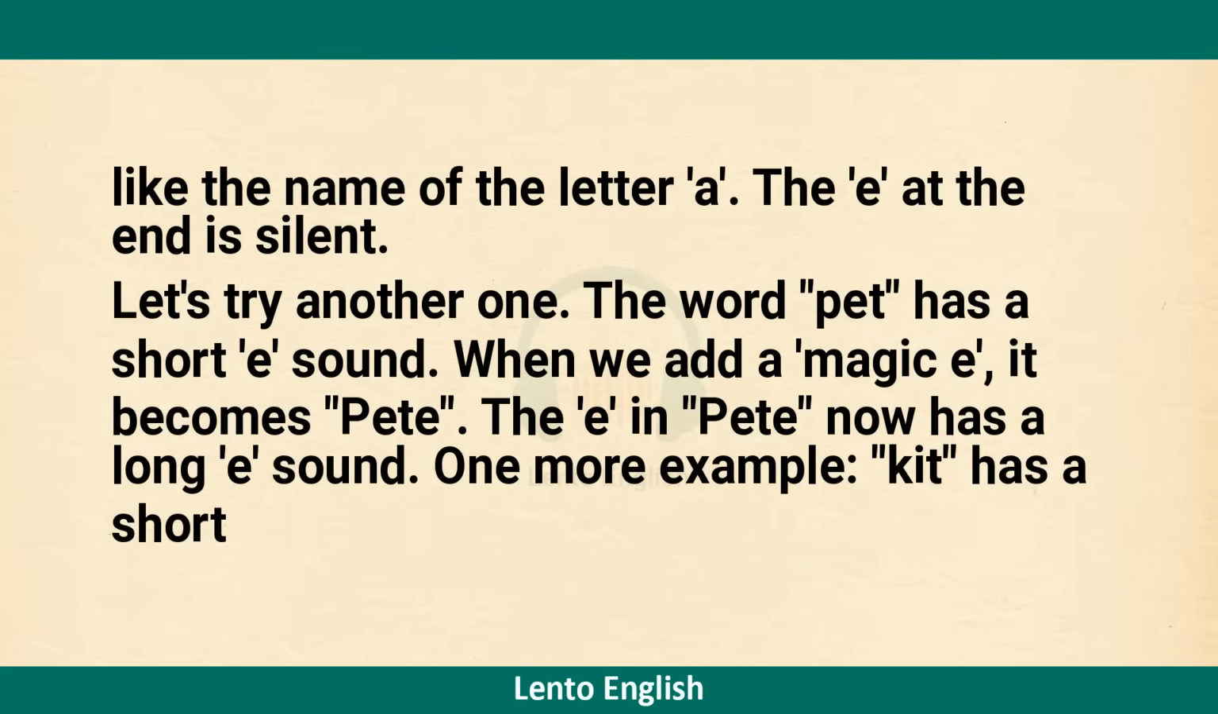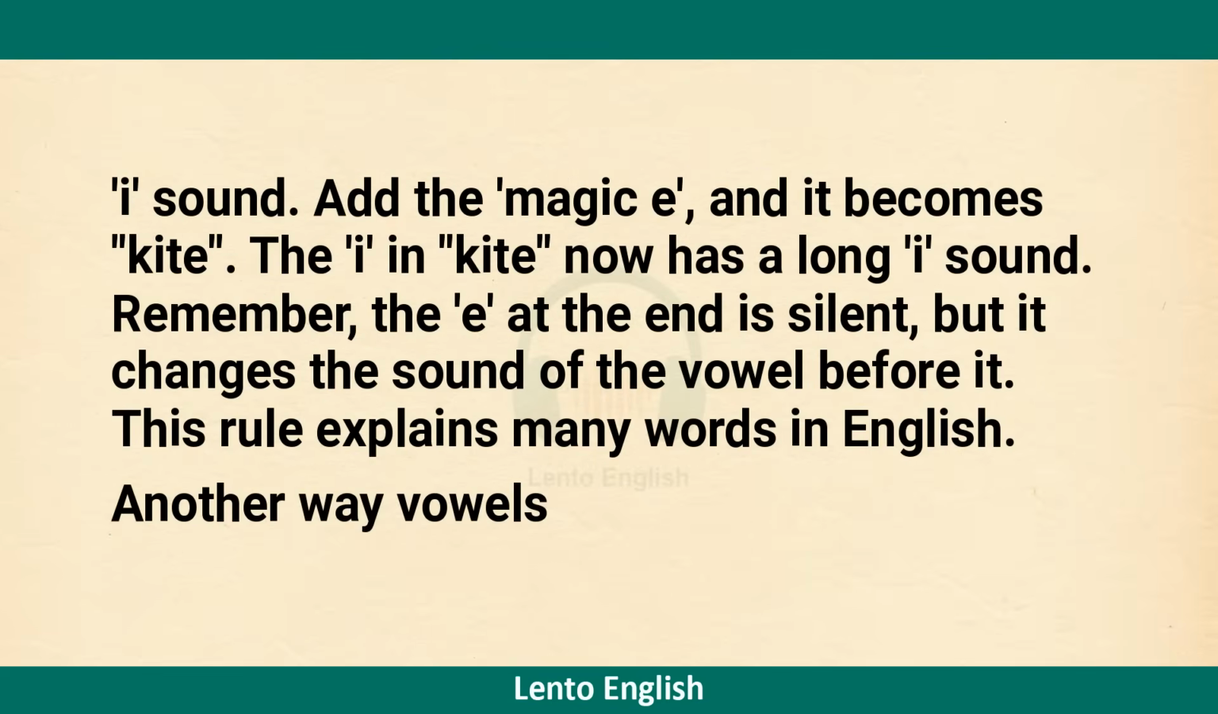One more example. Kit has a short I sound. Add the magic E and it becomes kite. The I in kite now has a long I sound. Remember, the E at the end is silent, but it changes the sound of the vowel before it. This rule explains many words in English.